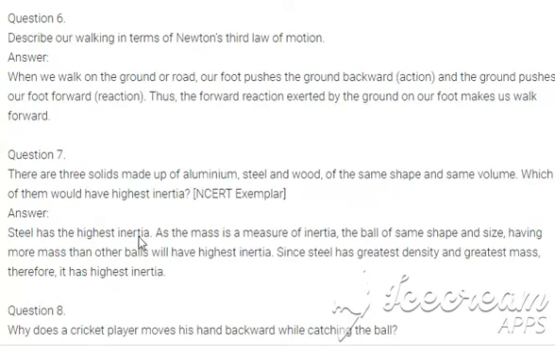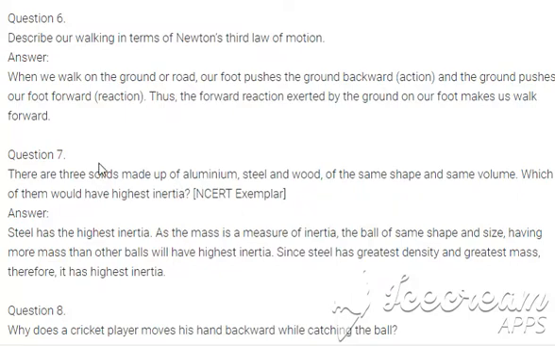Next is, describe our walking in terms of Newton's third law of motion. Now, what was Newton's third law of motion? Every action has an equal and opposite reaction. So when we walk on the ground, our foot pushes the ground backward, that is action, and the ground pushes our foot forward, that is reaction. Thus the forward reaction exerted by the ground on our foot makes us walk forward. So this is describing our walking in terms of Newton's third law of motion.